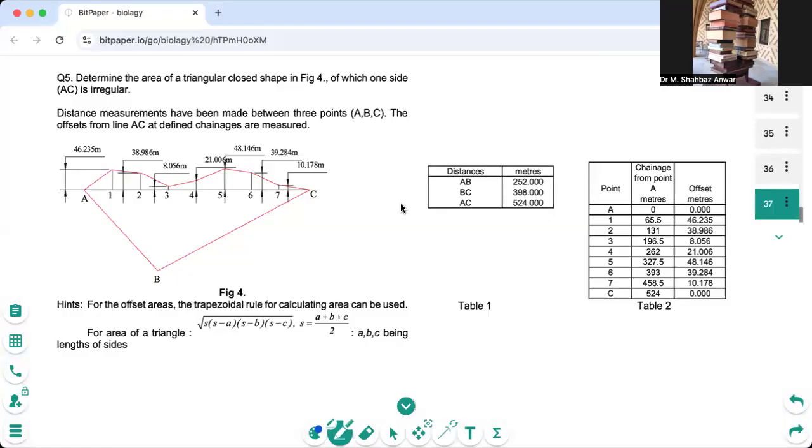Hello, everyone. Our next question, which is question number 5. This question is about calculating the area of this irregular shape. So all relevant measurements are given in these two tables. For example, here we are given the values of AB, BC, and AC lengths.